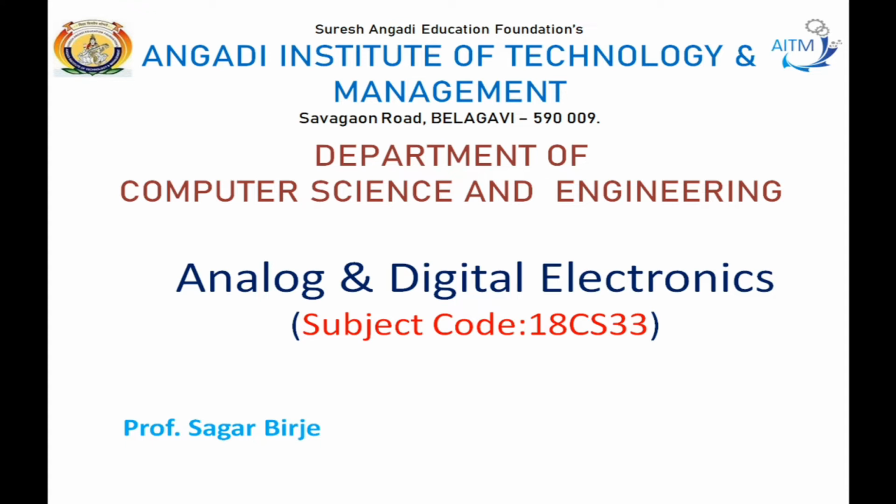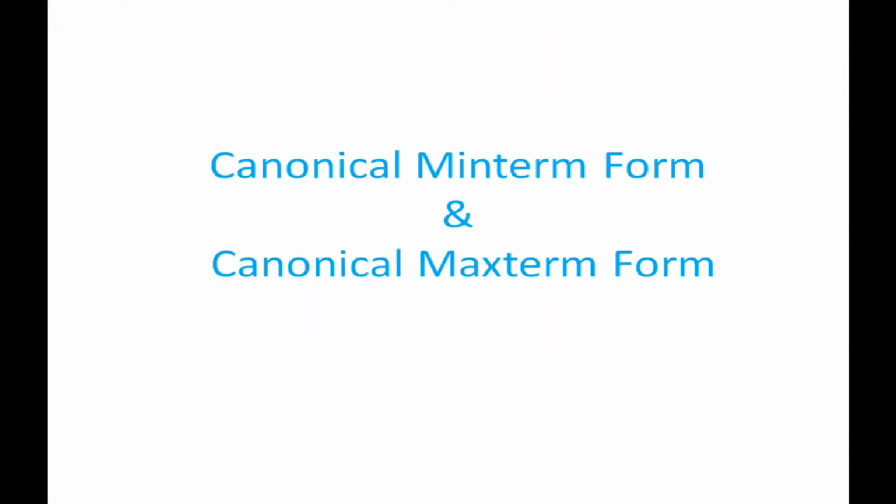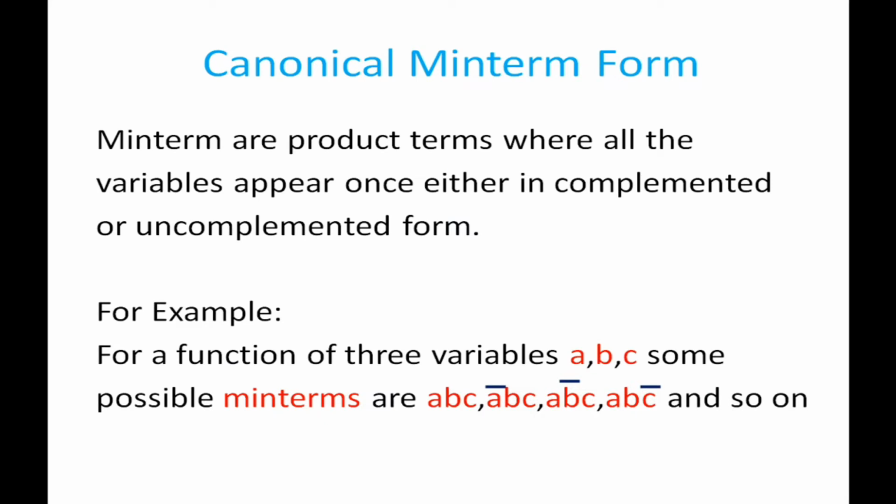So in this video, we are going to study and understand what is meant by canonical min term form and canonical max term form. So let us first discuss the canonical min term form. So what is canonical min term form? Min terms are basically the product terms where all the variables appear once, either in complemented or in uncomplemented form. So what do you mean by min terms?